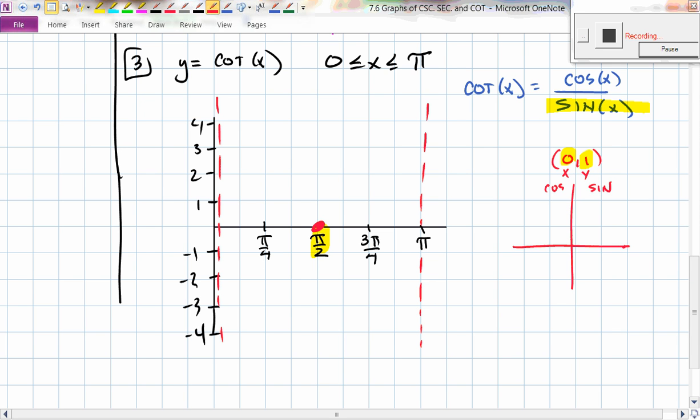Now I have to just figure out which way this graph is going. Is it going up to down from left to right, or down to up from left to right? So let's figure out pi over 4. Pi over 4 is 45 degrees. So what is the cosine of pi over 4? Root 2 over 2. What's the sine of pi over 4? Root 2 over 2. What's the quotient of those two things divided by each other? 1. So at pi over 4, cotangent must be 1.